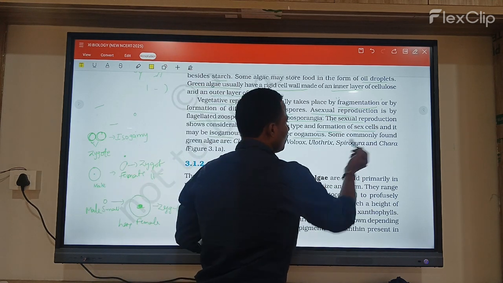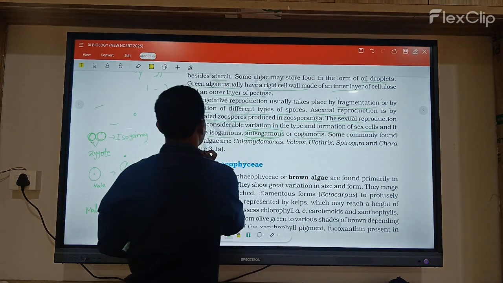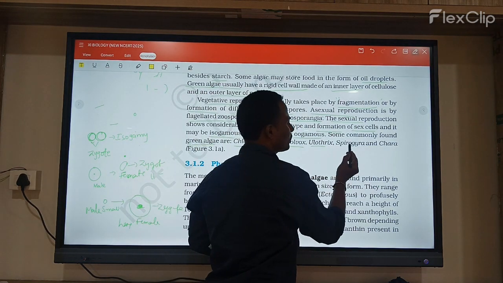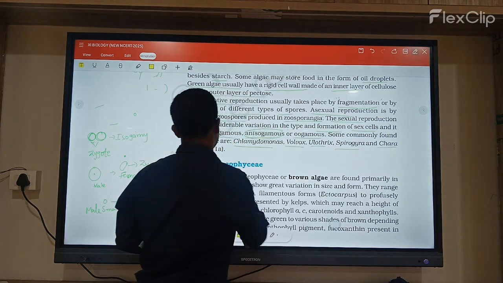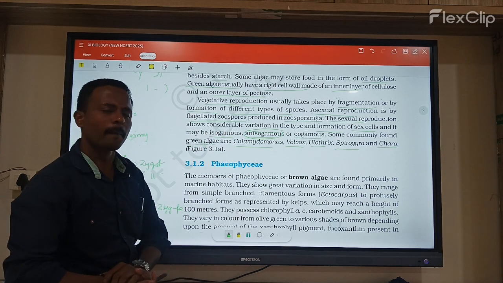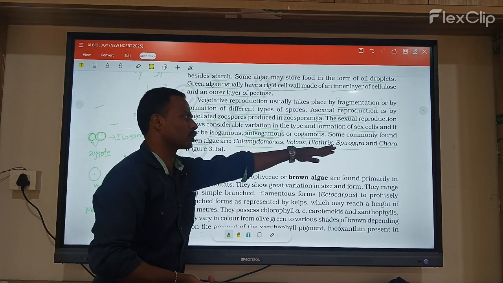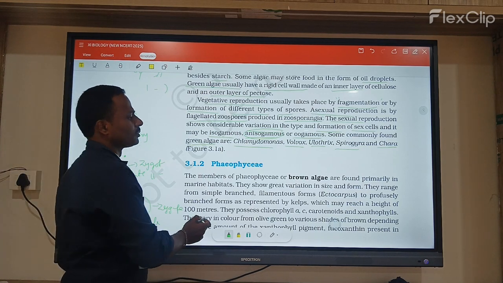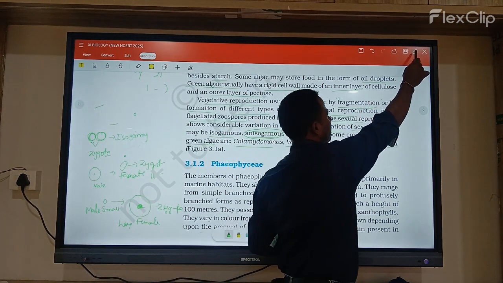Now, commonly found in the green algae are Chlamydomonas, Volvox, Ulothrix, Spirogyra, and Chara. These are completely green algae members. These are all Chlorophyceae members.